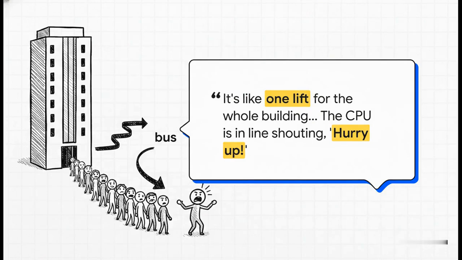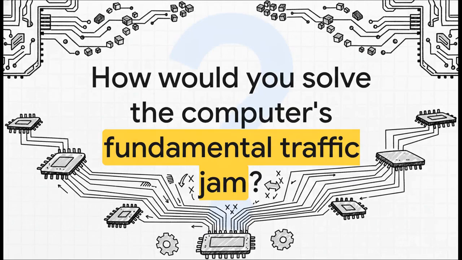This is the perfect analogy. Imagine a giant skyscraper, but it only has one elevator. It doesn't matter how fast people can work at their desks, they're all stuck waiting in the same line just to get up or down. That's our poor CPU, just tapping its foot in the lobby, impatiently waiting for that one single bus to show up. So there you have it.